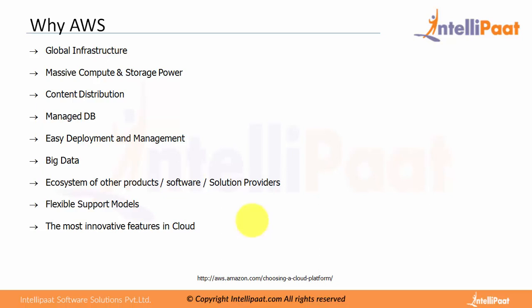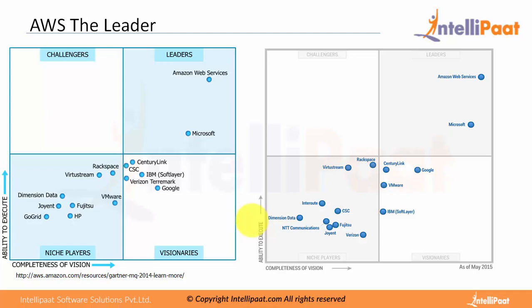It's very easy to deploy and manage. It works with big data implementations. It has an ecosystem of other products, software, and solutions. It has its own flexible support models, and the most innovative features in the cloud. It keeps on adding new services, new offerings, and enhancing the features. That's why it's one of the most innovative in the cloud and ahead of its competitors by margins and margins. That shows why Amazon is the leader, and this innovativeness always keeps it at the top of the cloud space.